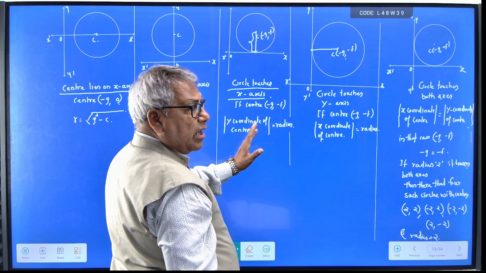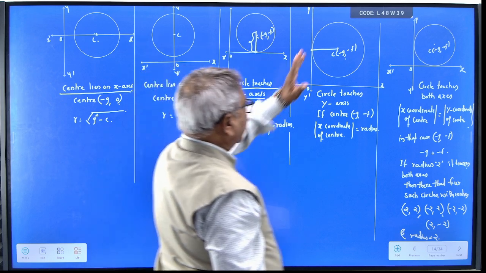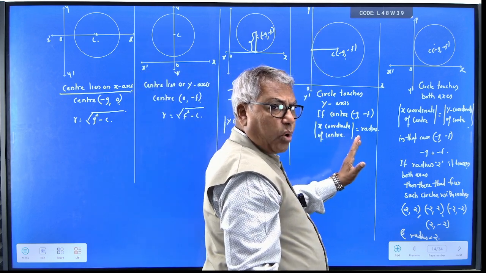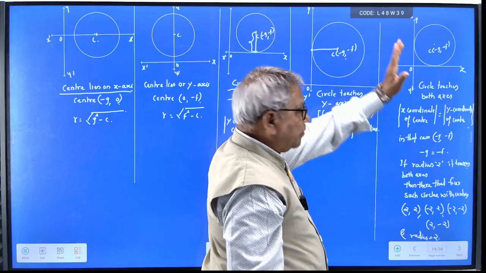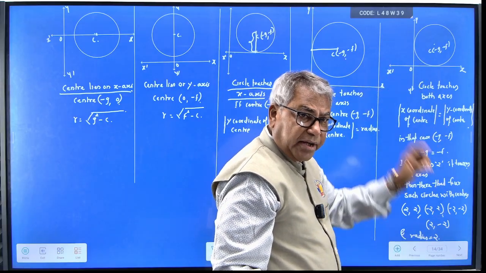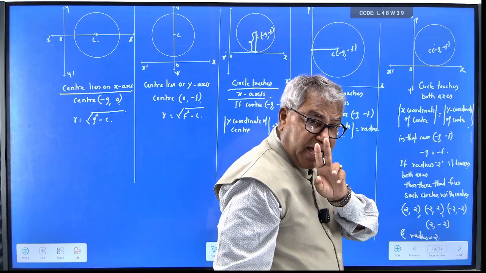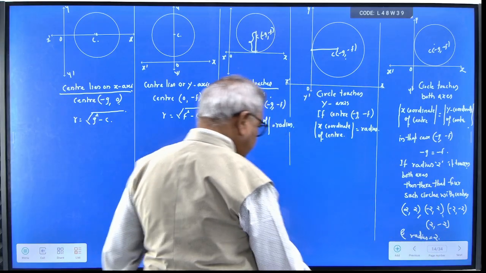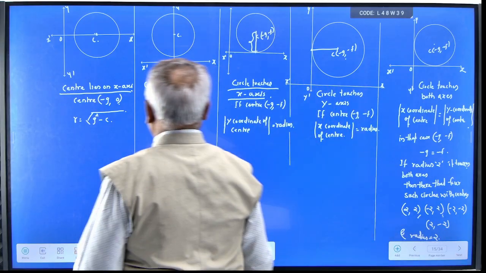So this is a type of problem. That means the center lies on the x-axis or y-axis. If the circle touches the x-axis, the mod of the y coordinate is the radius. If the circle touches the y-axis, the mod of the x coordinate is the radius. If the circle touches both axes, remember that the mod of the x coordinate is equal to the mod of the y coordinate, both are the same, and the radius is positive. Correct? Yes.